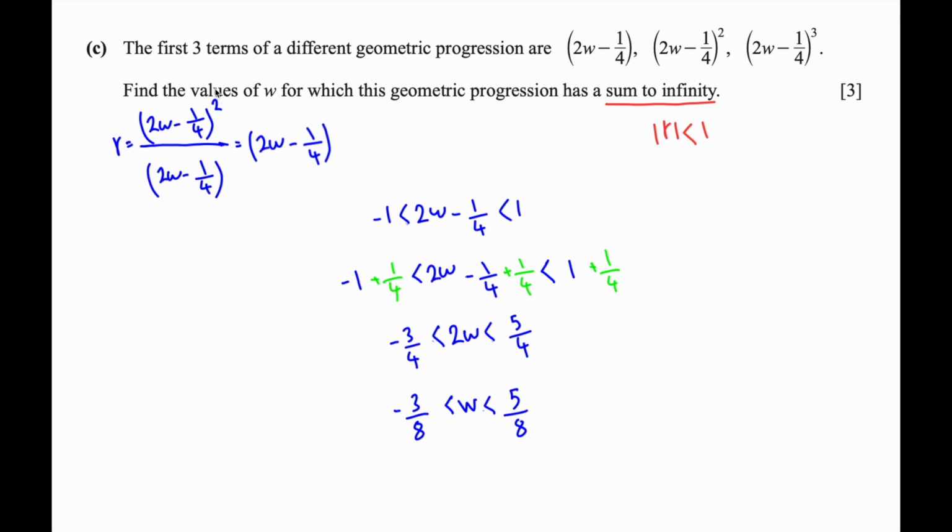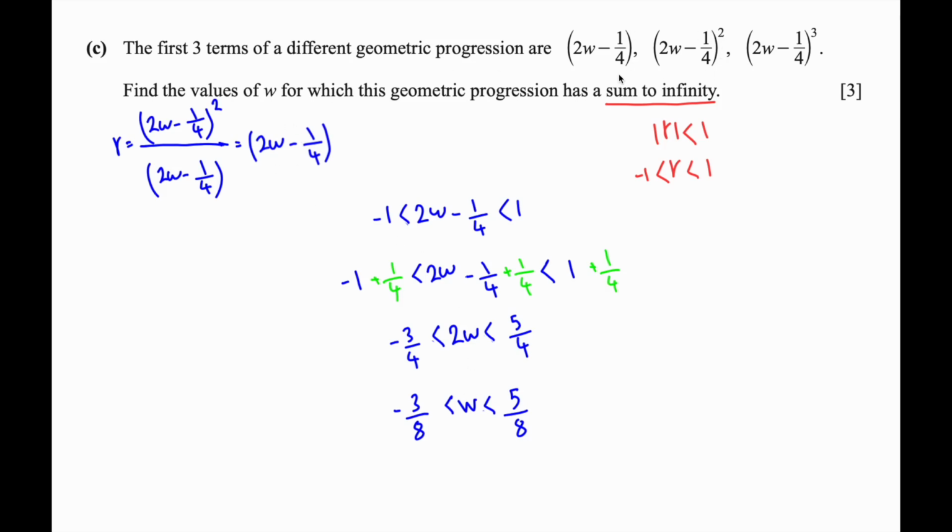In part C, I'm given the first terms of a different geometric progression. As you can see here, these are the first three terms. Find the values of w for which this geometric progression has a sum to infinity. So if the geometric progression converges as these terms keep increasing and basically go up to infinity, that means the absolute value of the common ratio has to be less than 1. In other words, r has to be between -1 and 1. So you have to find the r and then substitute it in this inequality to find the range for w.